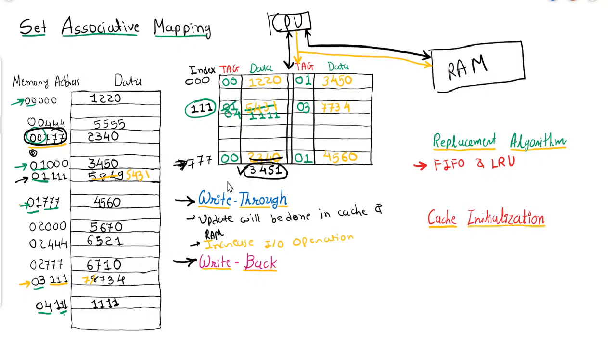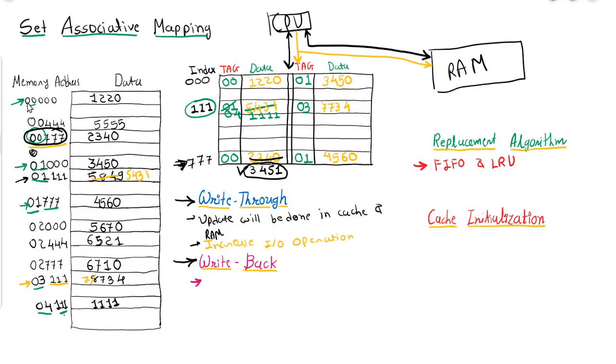Now, what is write back? Whenever the CPU is performing this operation in write through, it may use DMA to perform this data updation. Now, what is write back? So how will it work? Let's take an example.